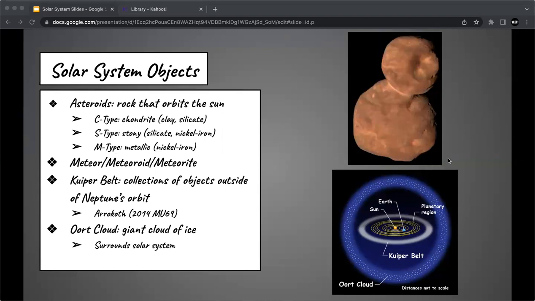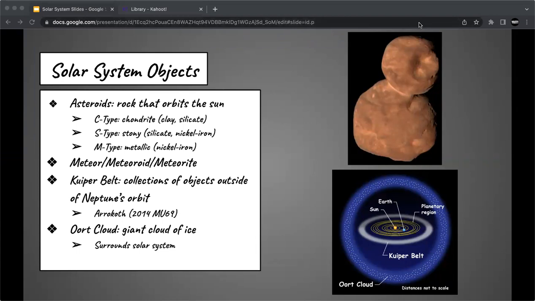We also have meteors, meteoroids, and meteorites. These three things are basically the same object. They're just in different stages. So a meteoroid is just a rock in space. A meteor is when it enters a planet's atmosphere, and a meteorite is when it reaches the planet's surface.